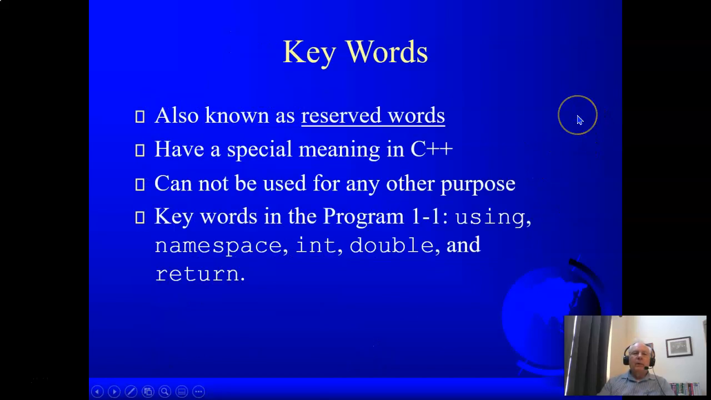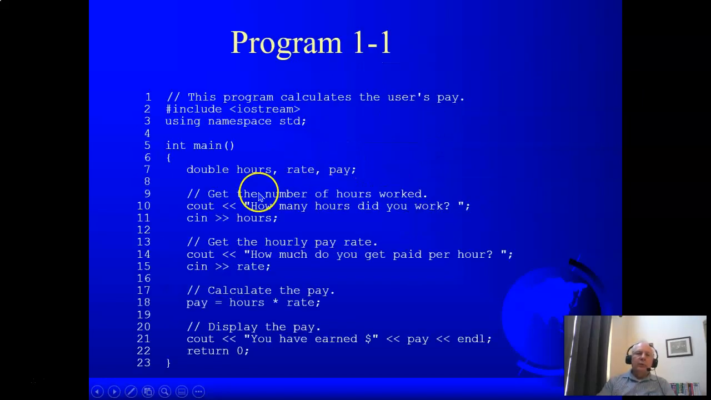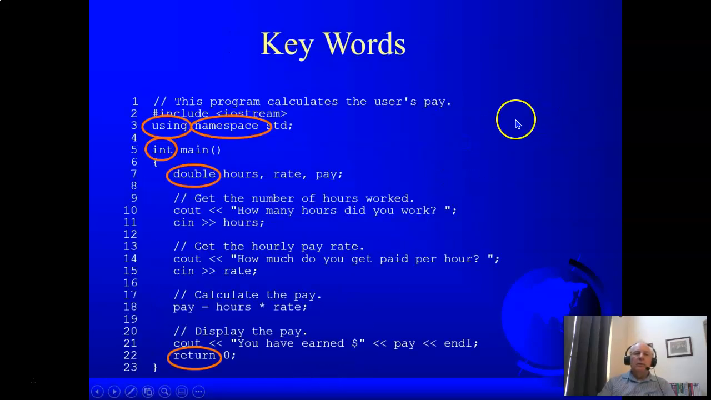Keywords, also known as reserved words. They have special meaning in C++, and cannot be used for any other programming purpose. Keywords in program 1-1: using namespace, int, double, and return. cin and cout would also be reserved words because they're associated with iostream. Any others? Okay. So they circled the keywords here.